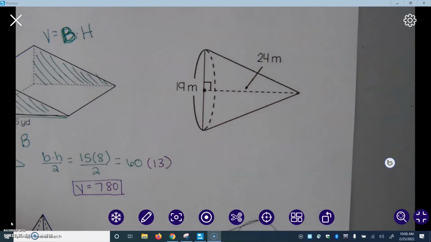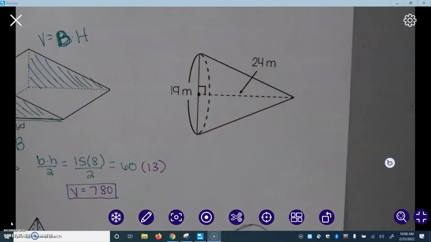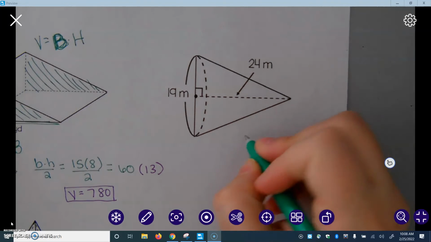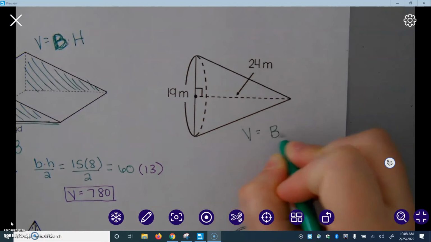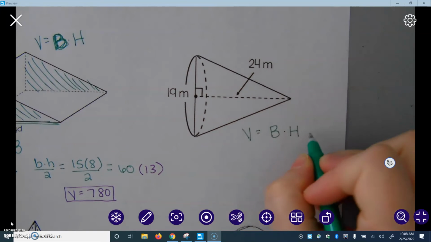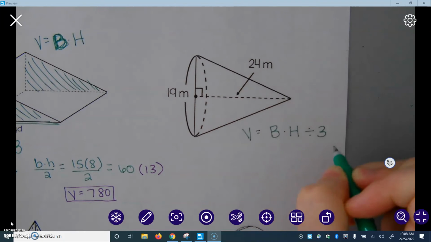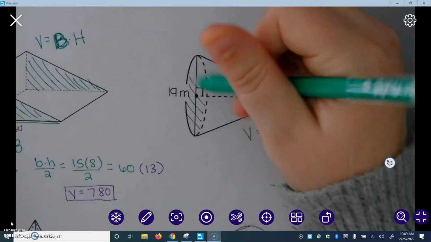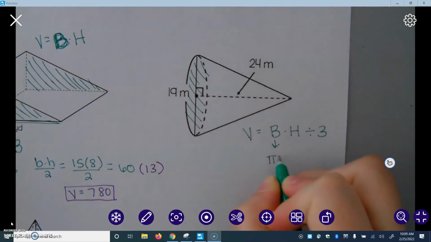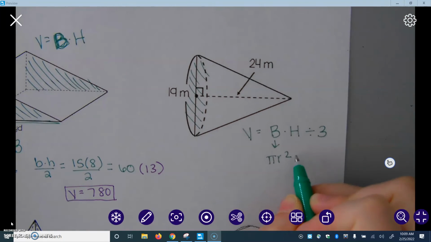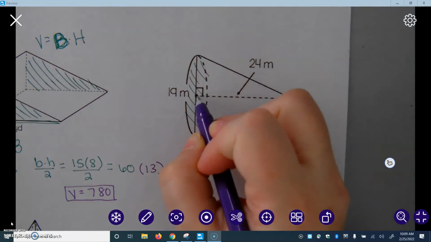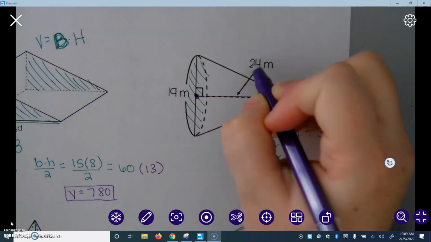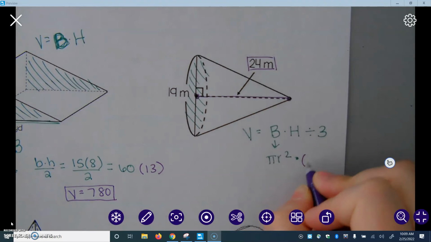All right, what's the next shape? Good, a cone. The way you find the volume of a cone, the formula is the area of the base times the height, and then divide that number by 3. So in a cone, what shape is the base? Good, a circle. So the way you find the area of a circle is by doing pi r squared. The height goes from the center of the circle all the way to the peak. So from the center of the circle to the peak, the height of this cone is 24.